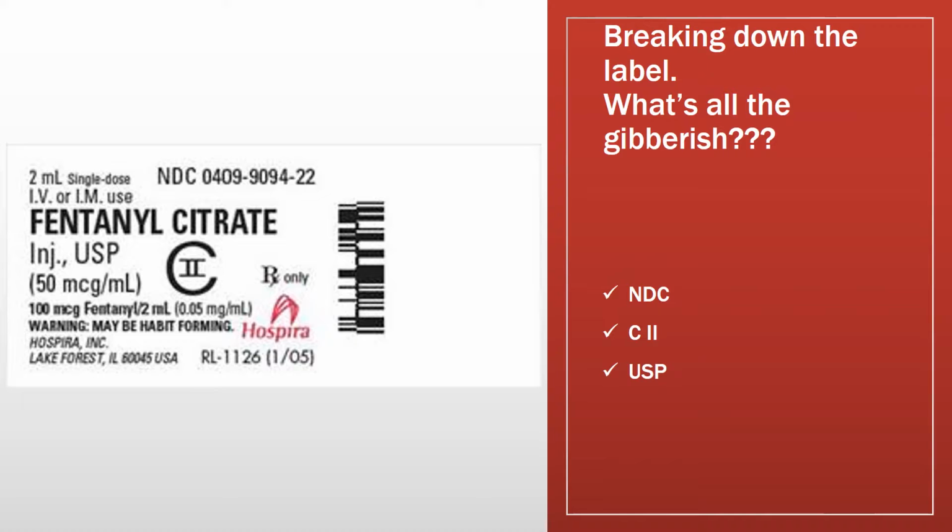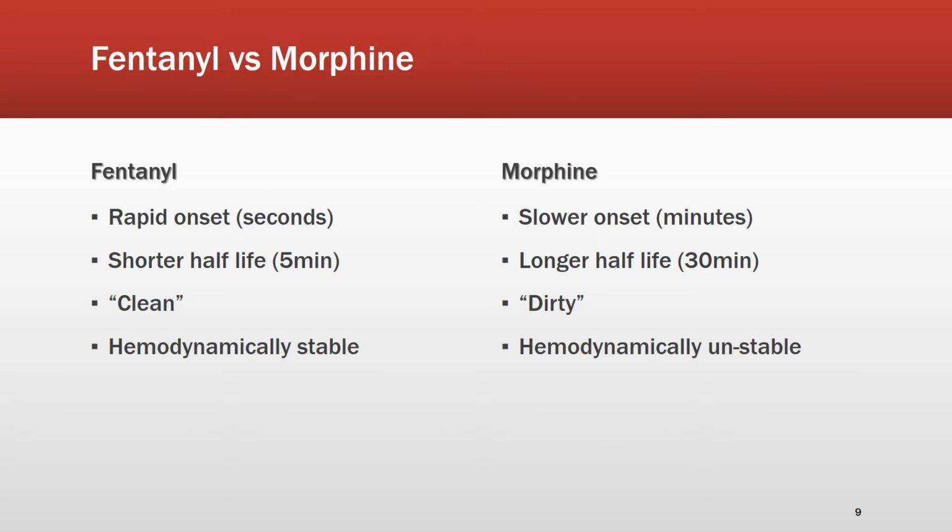The C2, the C with the Roman numeral 2 in there, it's a class 2 controlled substance, or a schedule 2 for the DEA. And then the USP, USP is United States Pharmacopeia. That's on any medication that we give. It's an agency that keeps track of medications and what they do and all that.